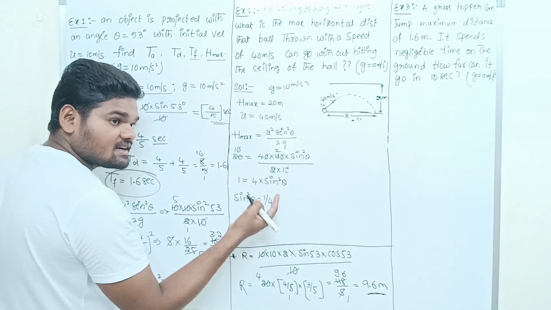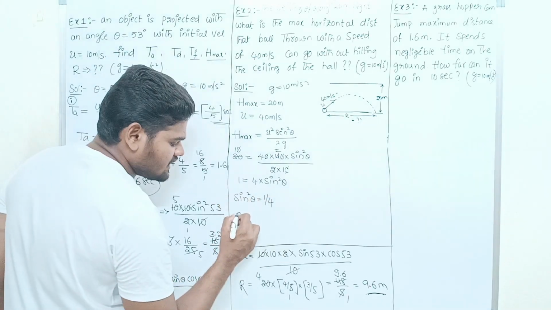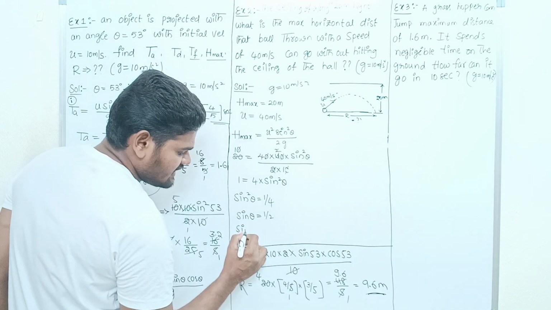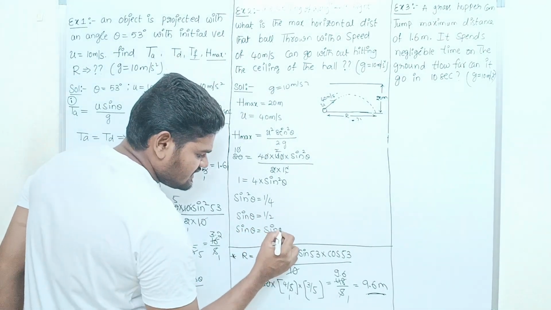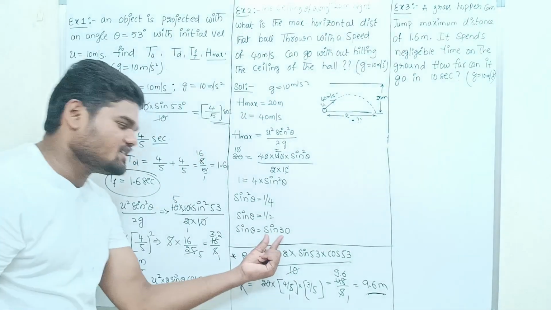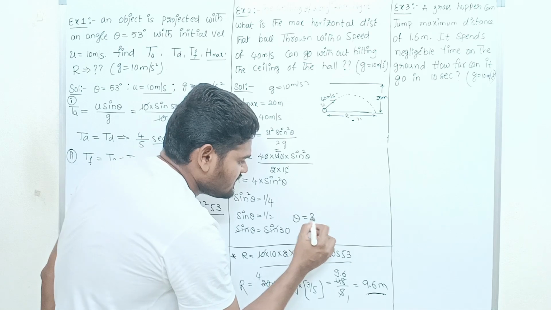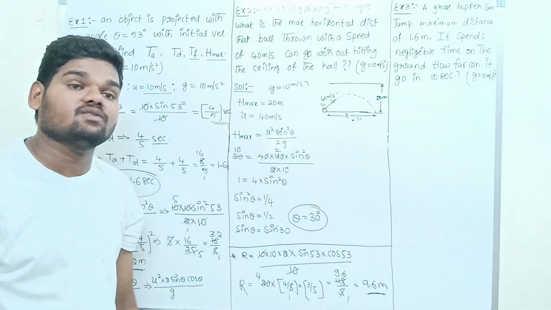If the square goes to that side, it becomes root. So root over 1 by 4. Root 4 value is how much? 2. Then sine theta is equal to 1 by 2. So 1 by 2 can be written as sine 30 degrees. Sine 30 value is how much? 1 by 2. So sine gets cancelled out and theta is equal to 30 degrees. Next, what we have to find? We have to find range. R is equal to how much?